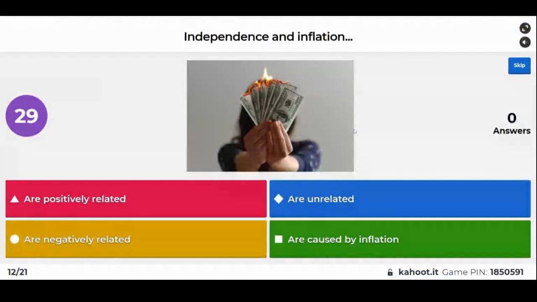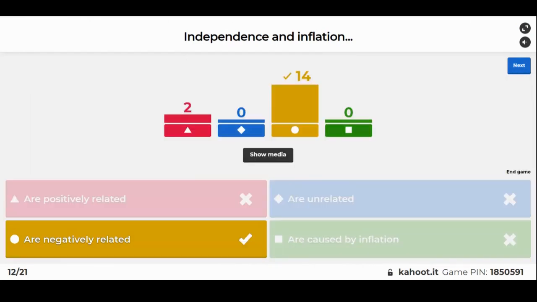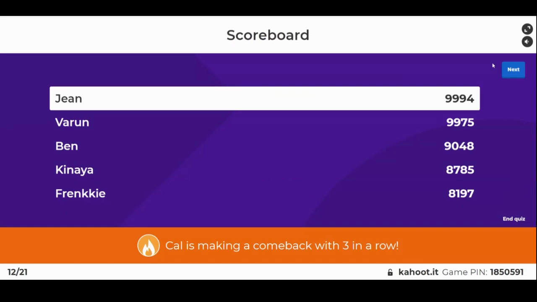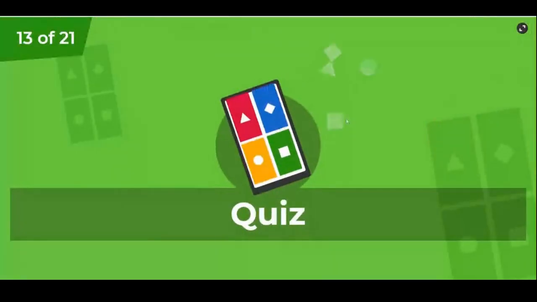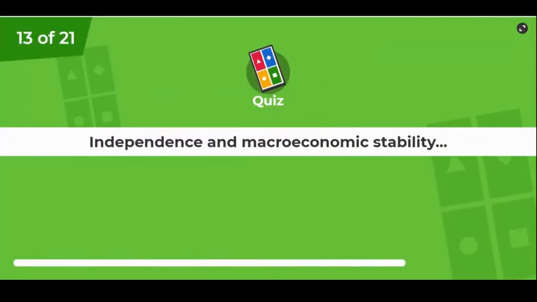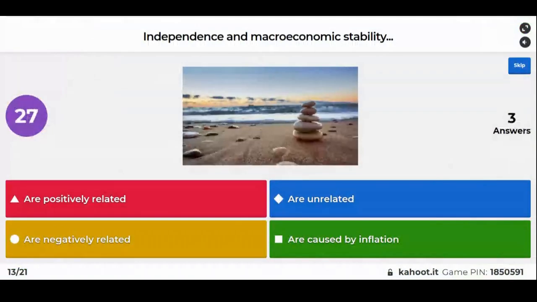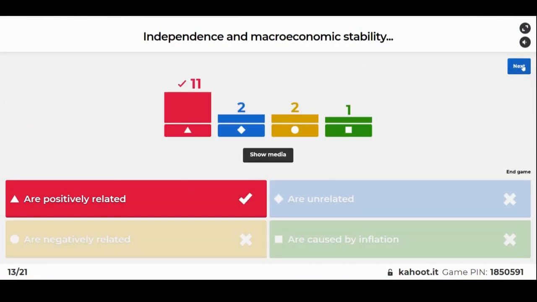What's the link between independence and inflation? The independence of the central bank, of course. This one's from yesterday. They are negatively related, that's right. More independence, lower inflation. Independence and macroeconomic stability, how are they related? They are positively related indeed.